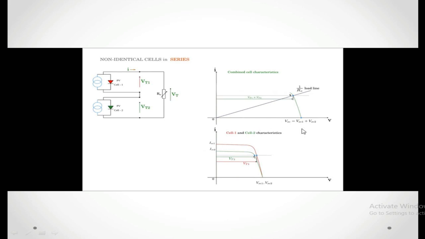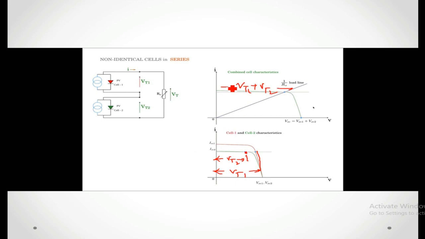Now I am further reducing R0 so that the load line will shift towards the I axis. Here you can see the VT1 and VT2 points. This point is where the magnitude is VT2, and here this is VT1. The sum of VT1 plus VT2 will be available on the combined characteristics.